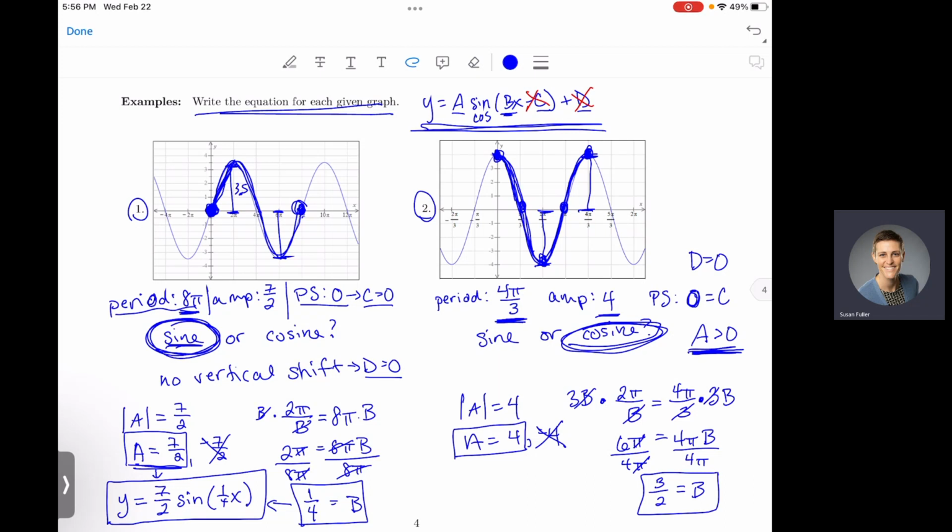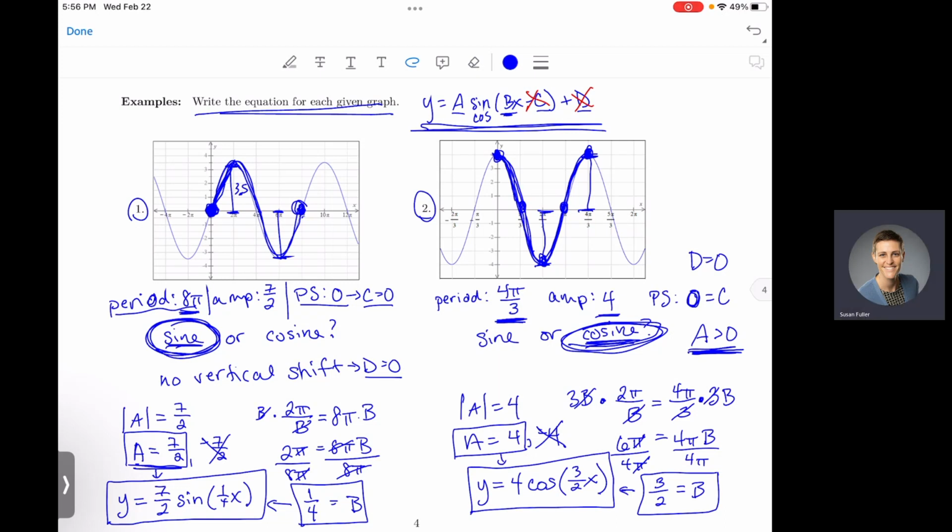And now I can just put this together. It's a cosine function. So we're going to have y equals my a value of 4 times the cosine of b, which is 3/2 times x. And c and d are both 0. So that is the end of my equation.